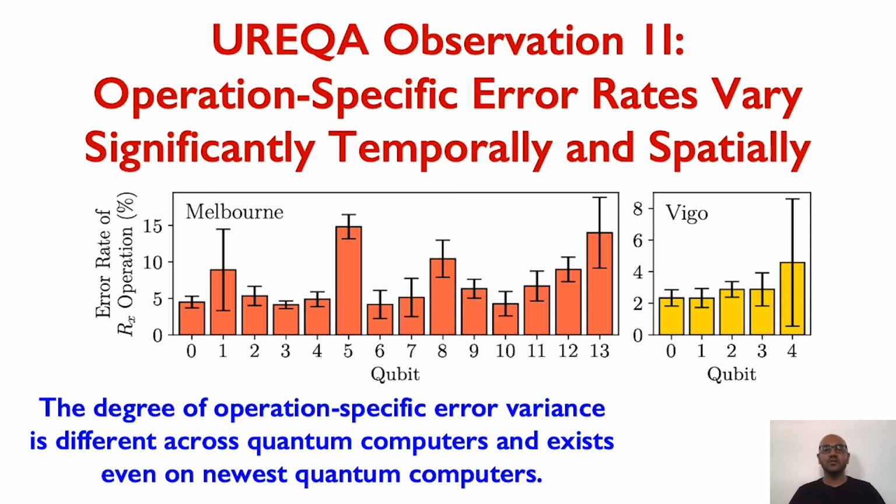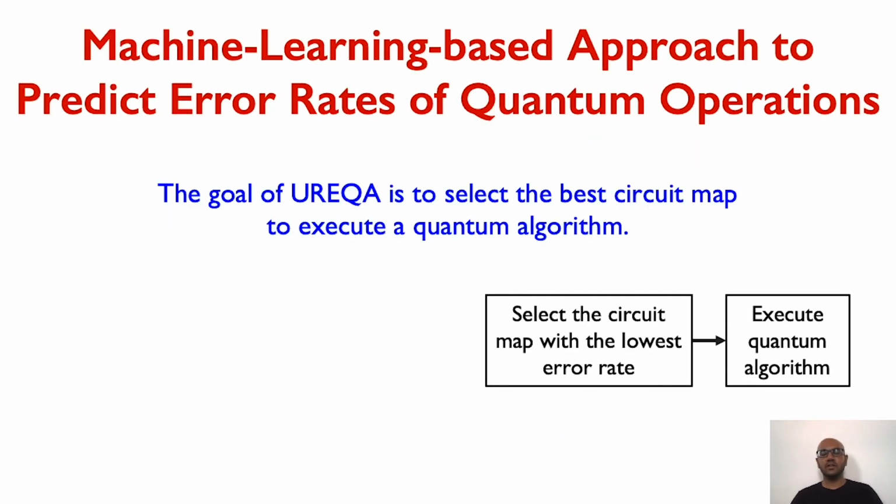So this shows that the error rates not only vary based on the operation, but also the qubit and the computer, and they also vary with time. This means that there is a need to predict the error rates of these specific operations at a given time, on a given computer, and on a given qubit in order for us to be able to optimize our circuit mapping. Keeping this need for accurate prediction of operation-specific error rates in mind, we propose UREQA.